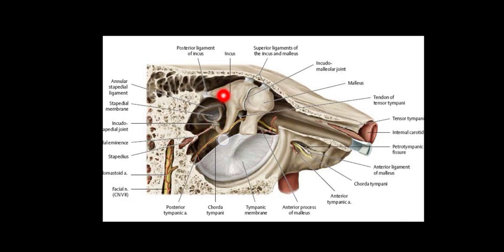Look at the short process of incus, the posterior ligament of incus passing backwards to insert into the fossa incudis. The two ligaments that suspend: the superior ligament of malleus, the superior ligament of incus. Now, if you look carefully, passing between the malleus and the incus is this nerve, the chorda tympani nerve.